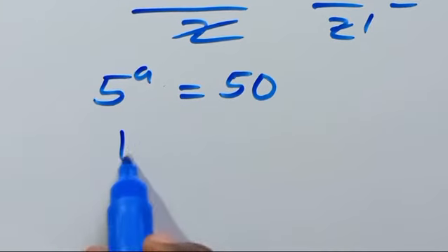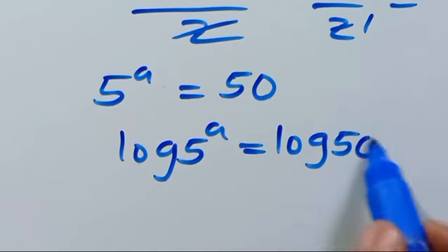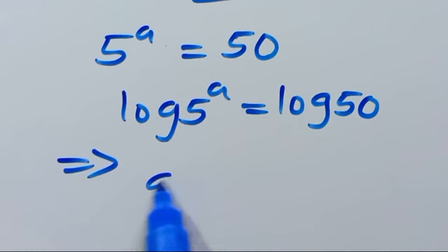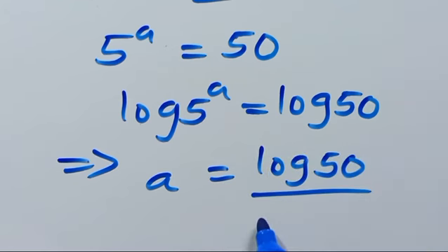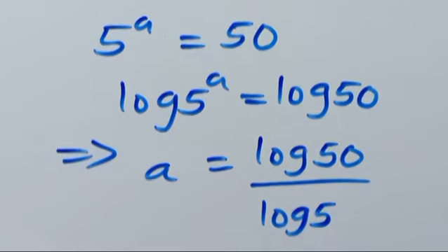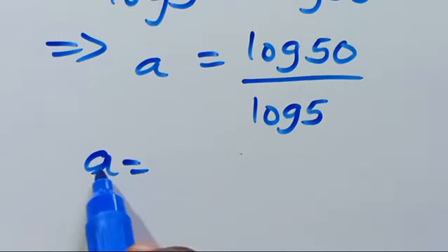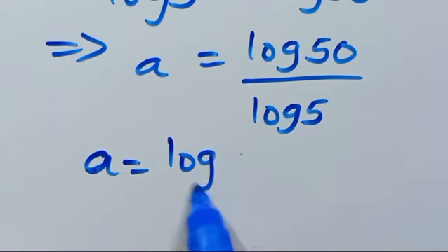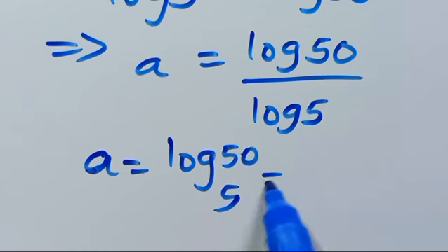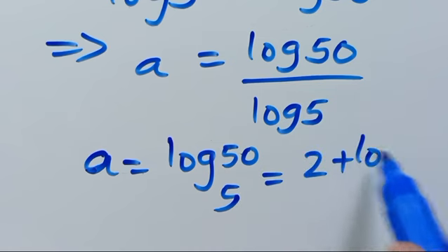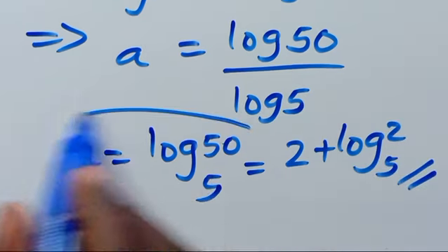When we introduce log, here will be log 5 to the power of a equals log 50. And so from here, this implies we have a equals log 50 divided by log 5. So we have this expressed as log 50 over log 5, which is log of 50 in base 5, and this also equals 2 plus log 2 in base 5. They are the same, but this is the easiest way.